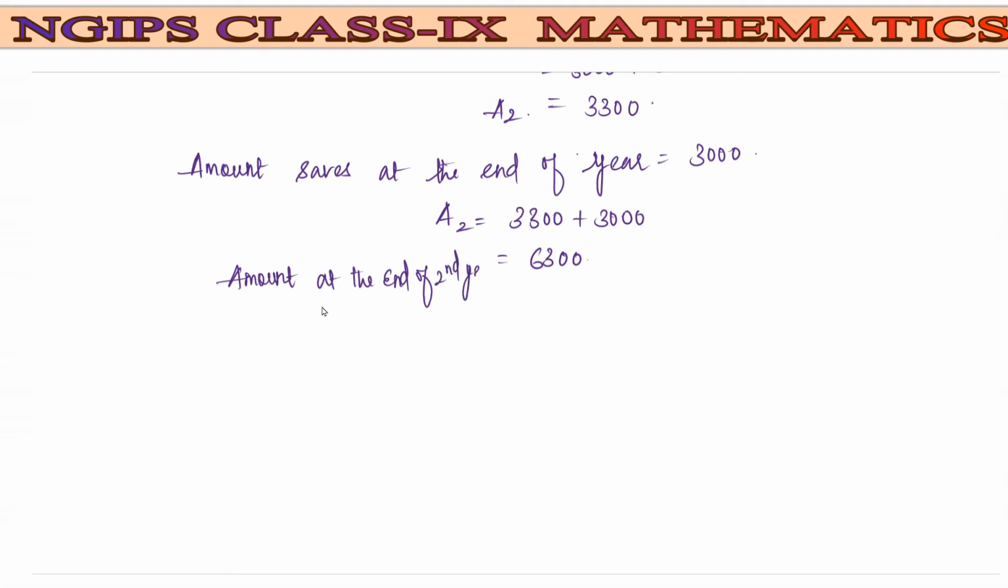The amount at the end of the second year is 6300 rupees. Now this is going to be carried for the third year as principal. So the second year amount is carried as the third year principal, which is nothing but 6300 rupees. Now we need to find out the compound interest for the third year.